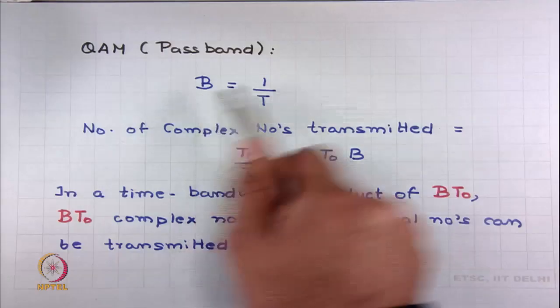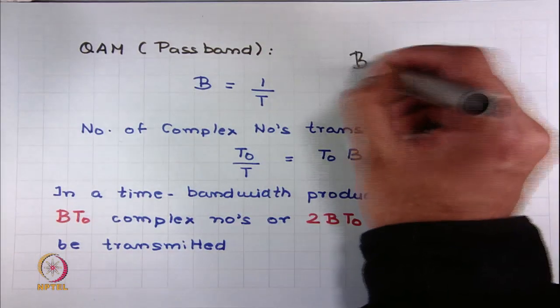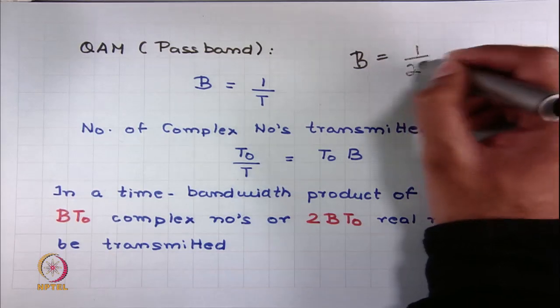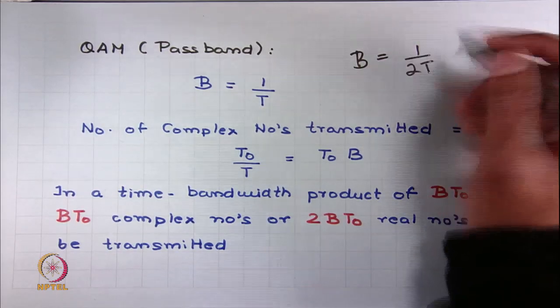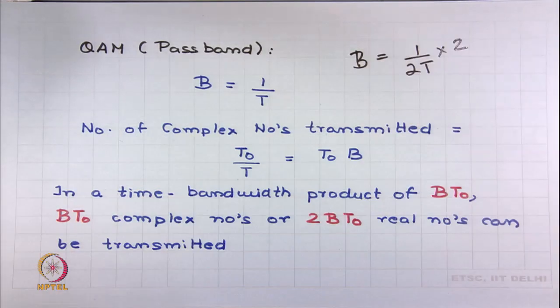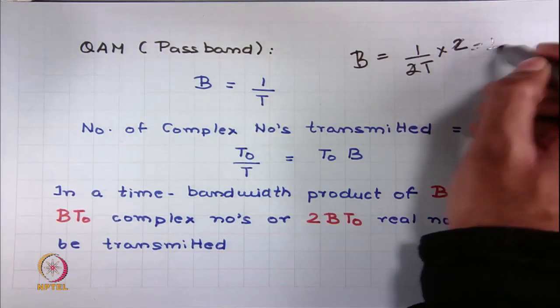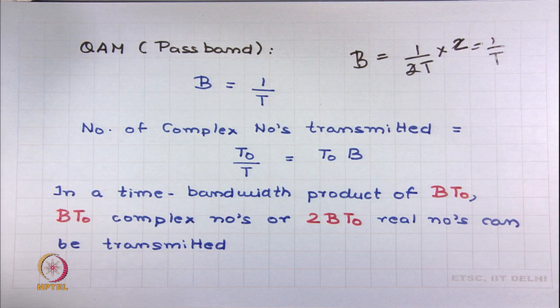Why is that? In passband QAM, now we are talking about QAM, and let us see what changes. In passband, the bandwidth is always 1 by T. So, remember, in the baseband, the bandwidth required is 1 by 2T, but if you are talking about the passband, the bandwidth scales by a factor of 2. So, the bandwidth that you would have is 1 by T.